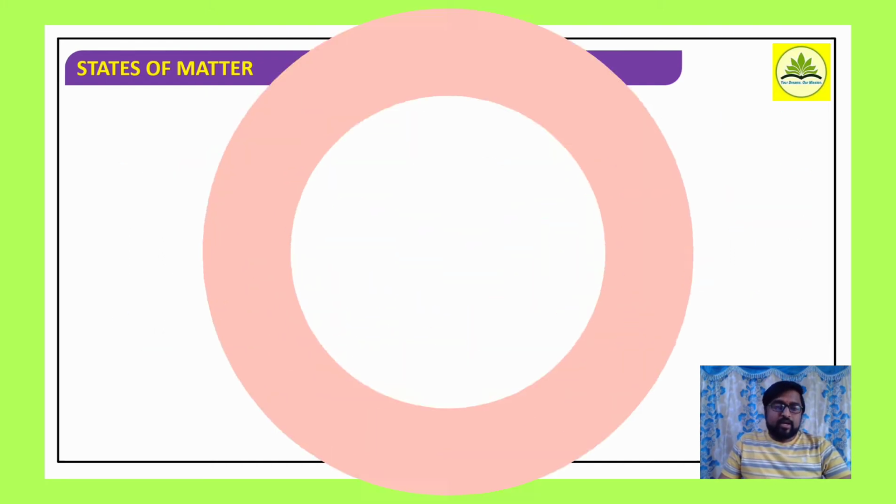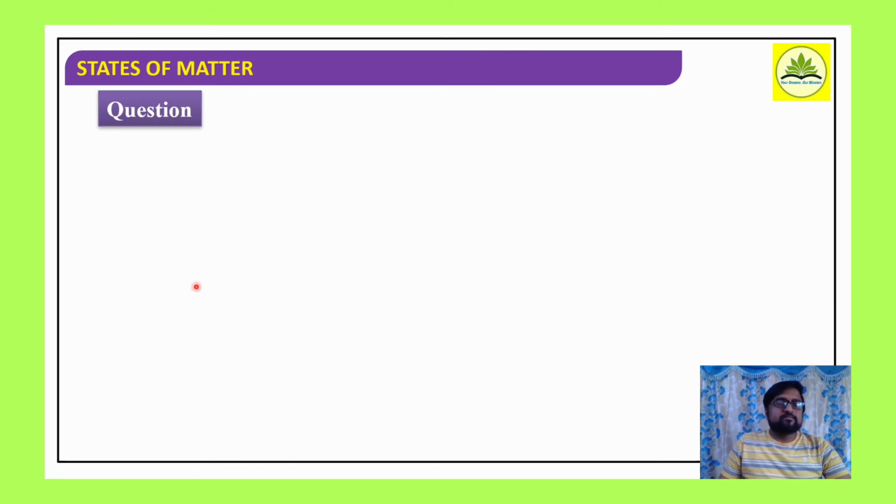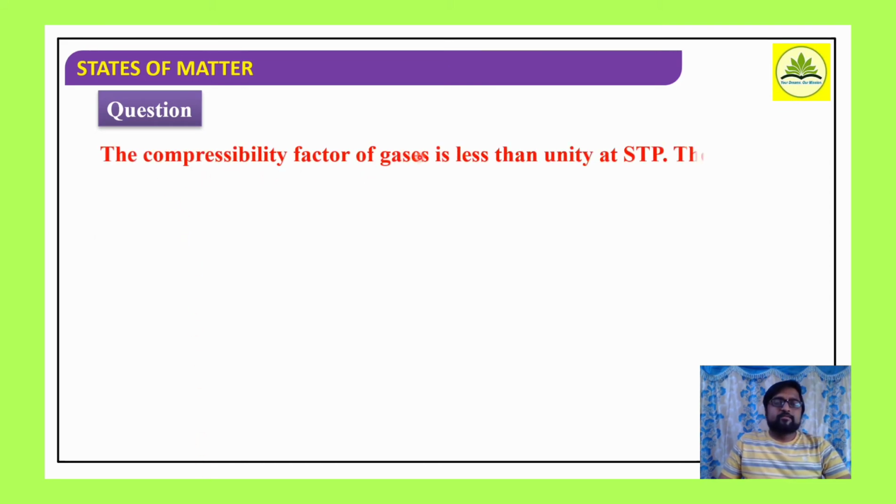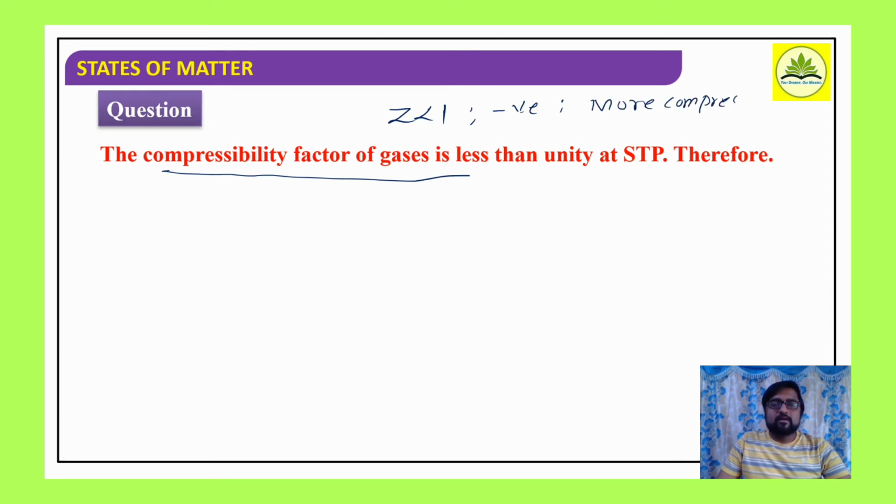Okay, next question. The compressibility factor of gases is less than unity at STP. What are they saying? Compressibility factor Z of a gas is less than 1. Less than 1 means, as I already said, negative deviation. They show negative deviation and they are more compressible. Now if Z is less than 1, meaning Z is equal to what? Just look for the options here.